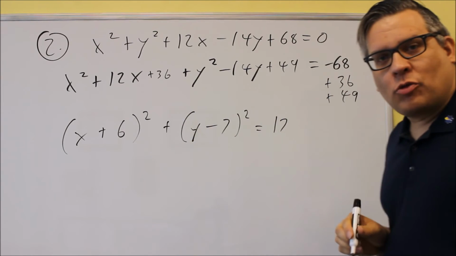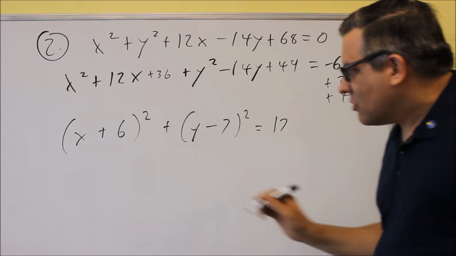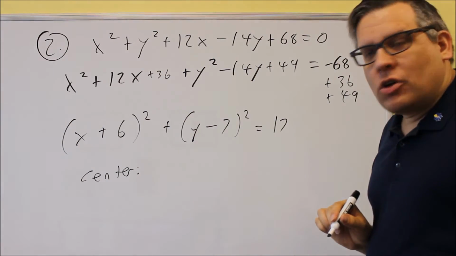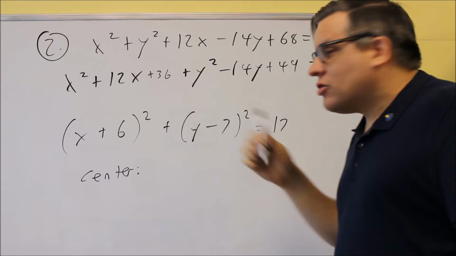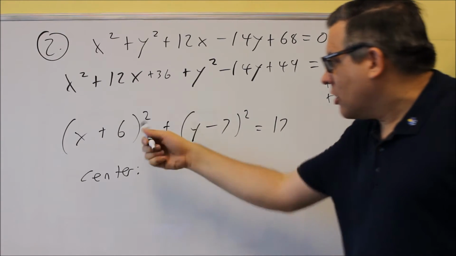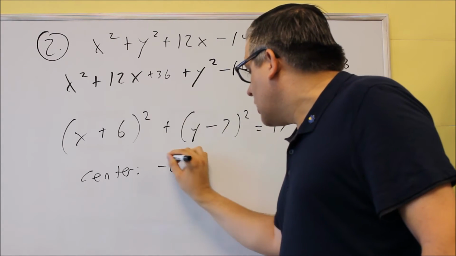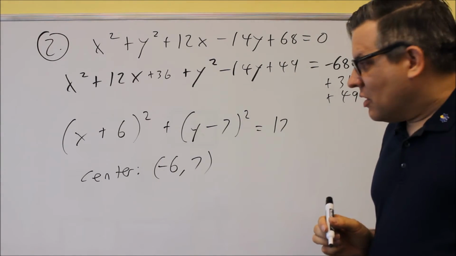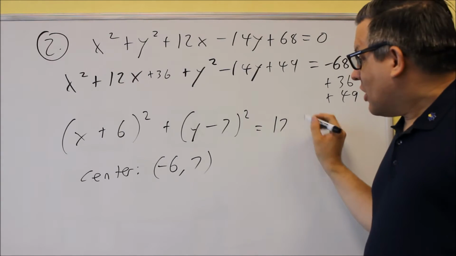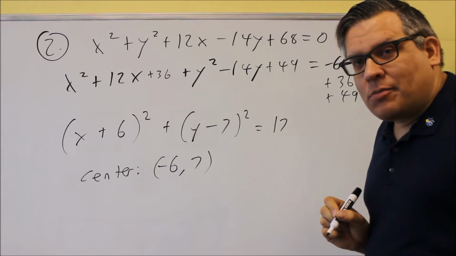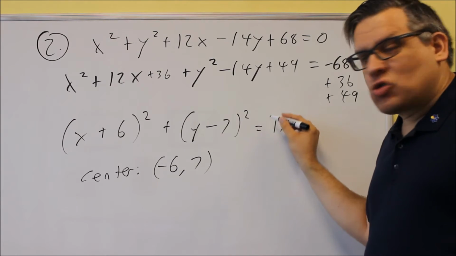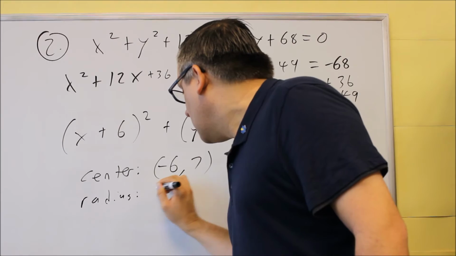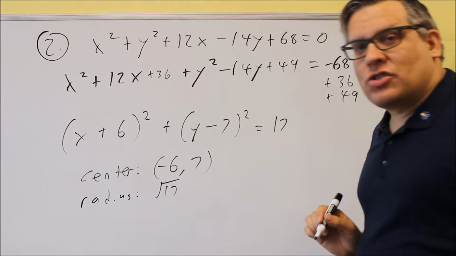This is our standard form where we can now tell what the center and the radius is. So to find the center, once we have it in the standard form, you're going to take the opposite sign of each number that you have inside the parentheses. So here you're going to do negative 6 and positive 7. It's always opposite sign of both of those. Next, we have to find the radius. That has to do with this number after the equal sign. Your radius is always going to be the square root of the number after the equal sign. So in this case, the radius is going to be the square root of 17.